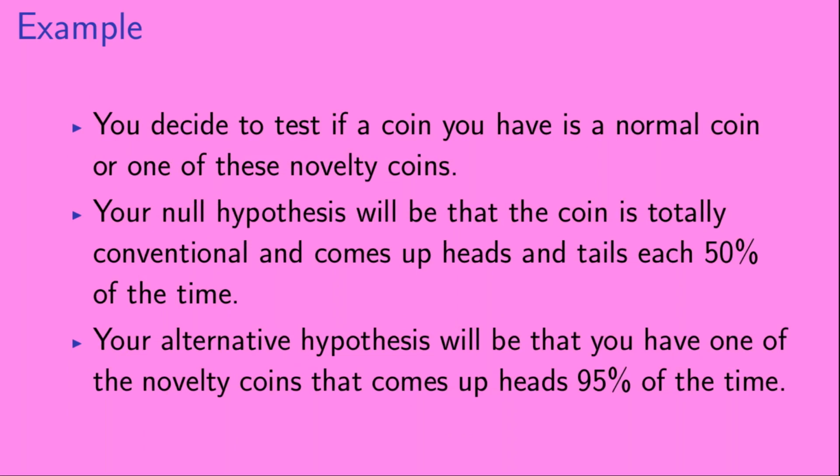You decide to test if a coin you have is a normal coin or one of these novelty coins. Your null hypothesis will be that the coin is totally conventional and comes up heads and tails each 50% of the time. Your alternative hypothesis will be that you have one of the novelty coins that comes up heads 95% of the time.